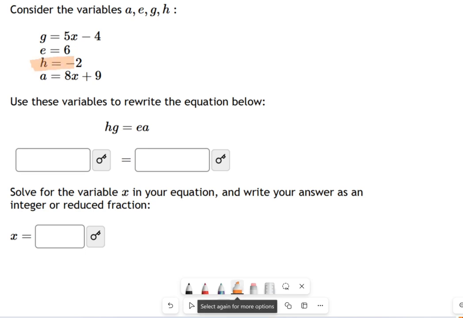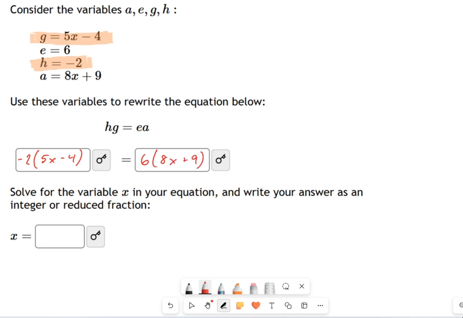For example, I'm going to take H first, and I'm going to say, okay, Hg must be negative 2 times what's G? Well, look at your table right here. G is 5x minus 4. So that's negative 2 times 5x minus 4. Okay, that's what Hg is. And we're going to do the exact same thing on the right side, except I'm going to use E, which is 6, and A, which is 8x plus 9.